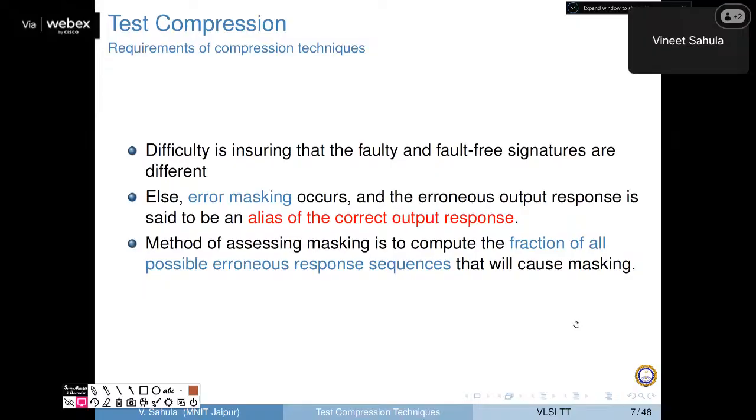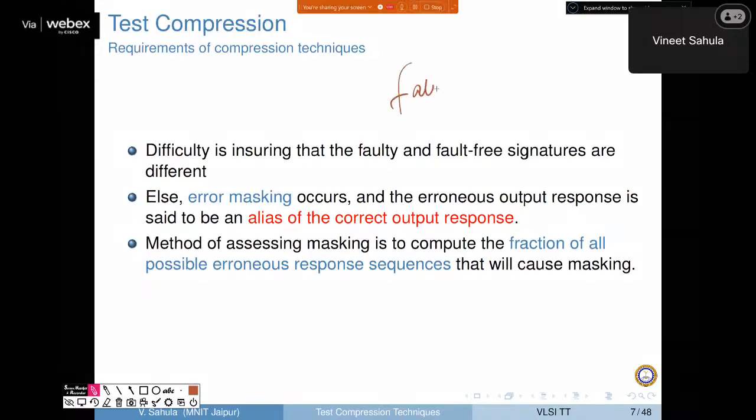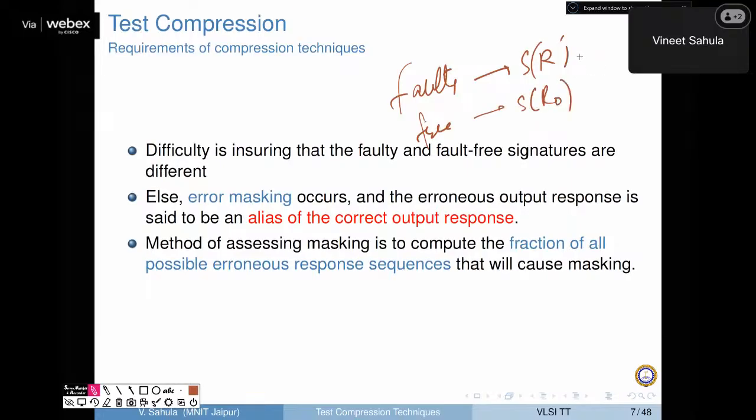What we say is, if a faulty circuit has the same signature as the fault-free circuit, its error is masked. That error cannot be detected. It's masking, or aliasing. What it means is your faulty circuit has a signature SR prime, and your fault-free circuit has a signature SR0, and they are the same, right? Then we say the error is masked. That error cannot be detected. It's the alias of the correct output response.